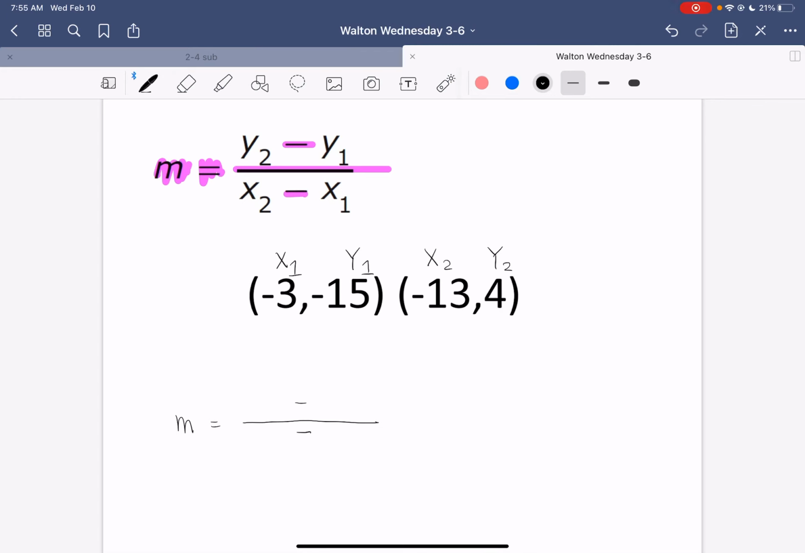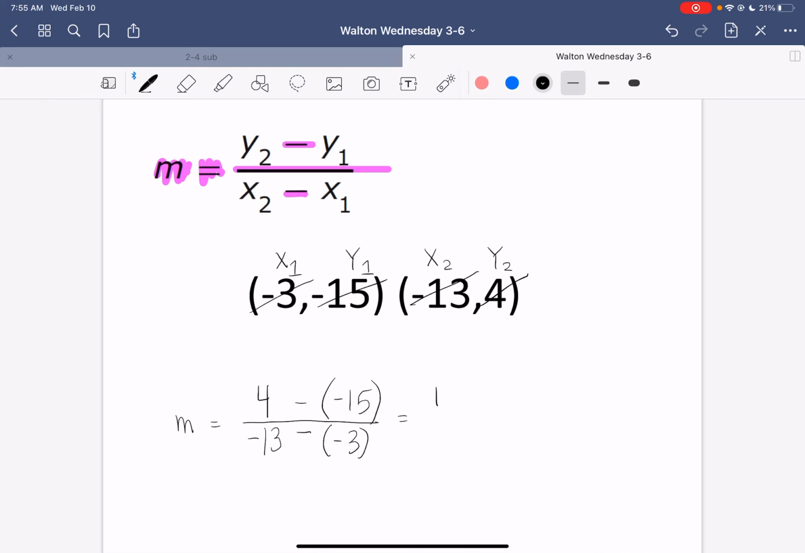So y2 is 4. I'm going to cross them out again as I go. And then y1 is a negative 15, so make sure to include that negative there. Okay, then we get x2, which is negative 13. And then x1 is a negative 3. I'm going to use parentheses just to keep them separated. Okay, so this is where I want you to, or maybe I'll just go ahead and do this one as well. Okay, so we're going to go 4 minus negative 15.